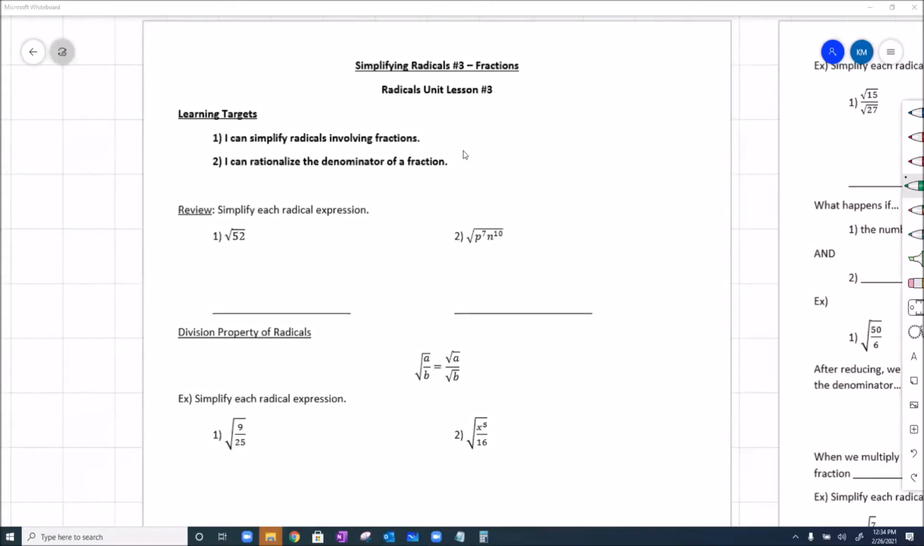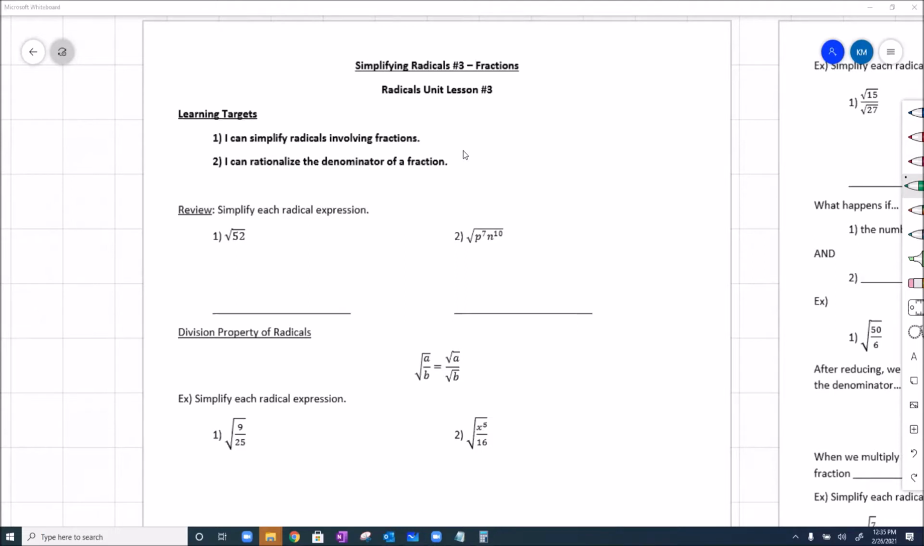Today we're looking at simplifying radicals number 3, fractions. At the end of this video, you should be able to simplify radicals involving fractions, and you should be able to rationalize the denominator of a fraction. So far, we've talked about simplifying radicals with numbers and simplifying radicals with variables.